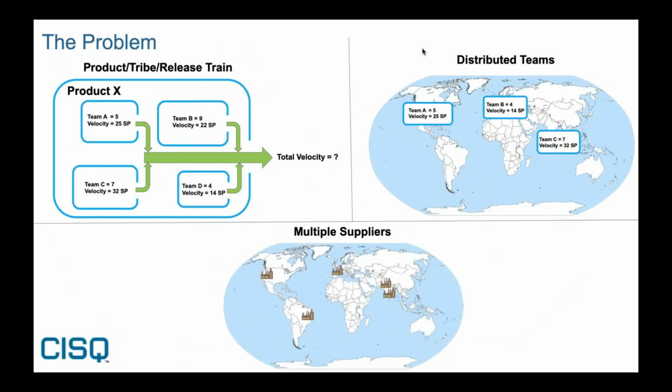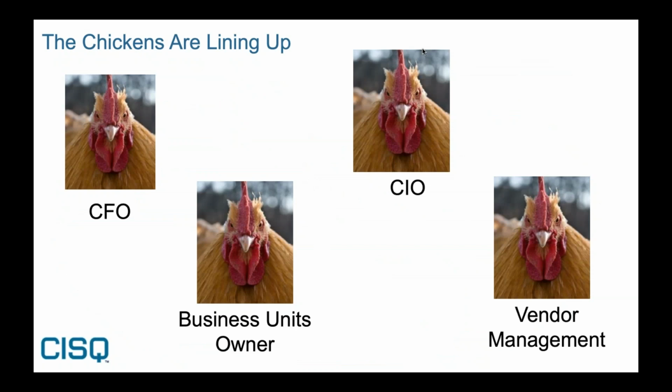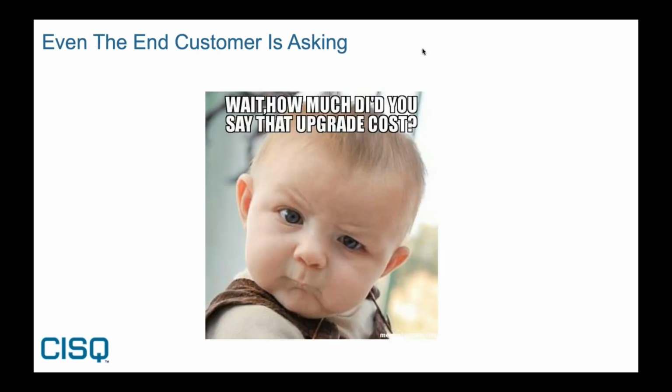So here's the problem space that we're having to deal with. And increasingly, the chickens are becoming more senior, becoming more aggressive about asking the questions, and putting more pressure on the development teams and their suppliers to find an answer for this.